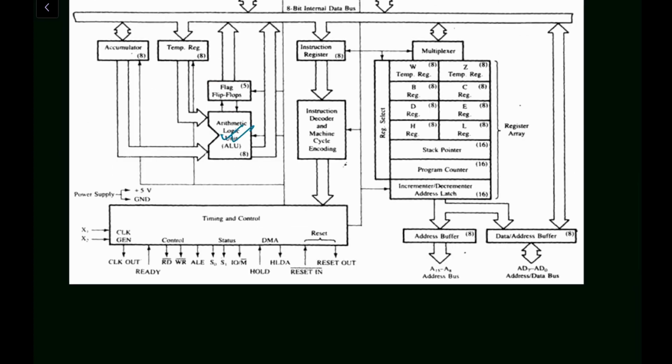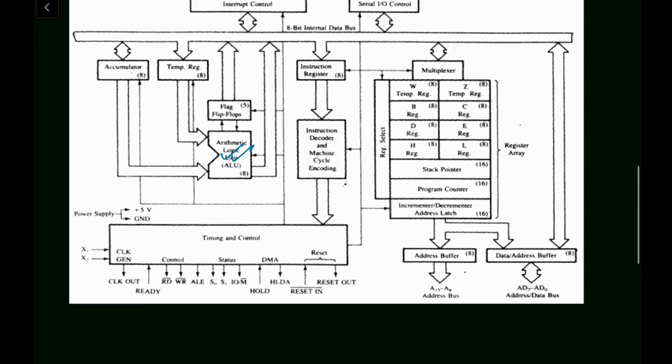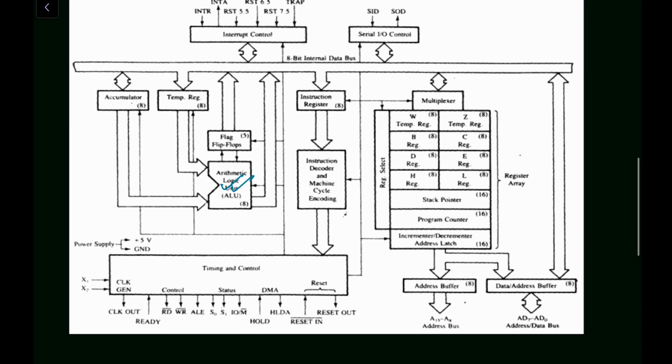Now let us understand about the timing and the control unit. Here we have the timing and the control unit, this is the full block diagram. Here you can see there are so many operations and there are so many interconnections. You can see here timing and control unit. One line is coming to the ALU, another line is coming to the flag, another line is coming to the interrupt control, a line is coming to this temporary register, another line is coming to the accumulator also.